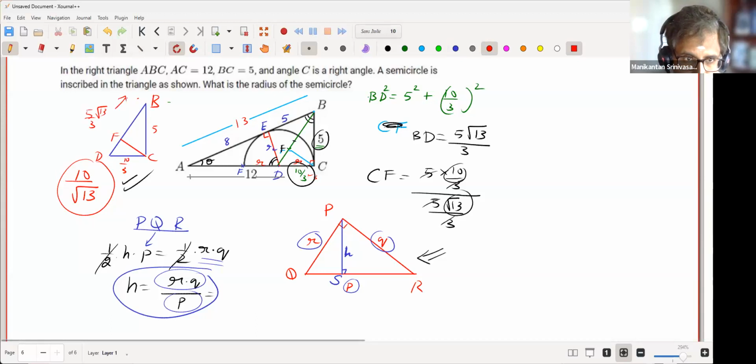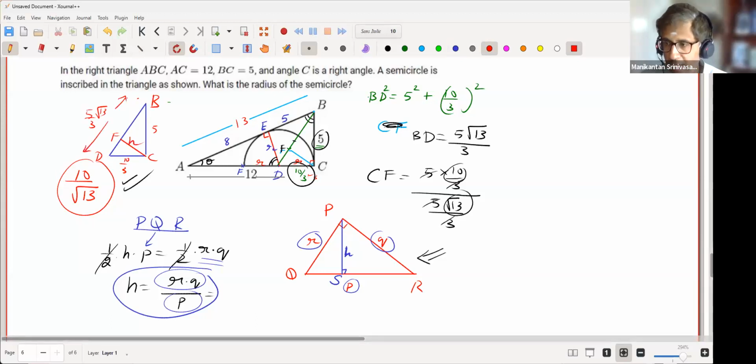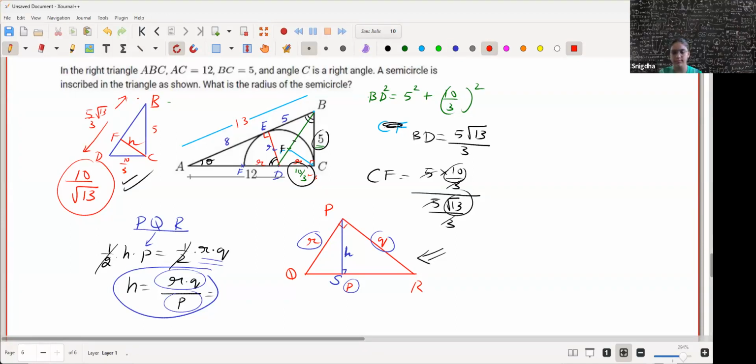ये हमने निकाला था ये यहाँ से यहाँ तक. And then this was the H that we wanted to find. And just literally applied this 5 into 10 by 3 upon this. Does this make sense, guys? All of you okay on this one now? Okay. Yes, Akrit, sir. Akrit, what was your question, please?